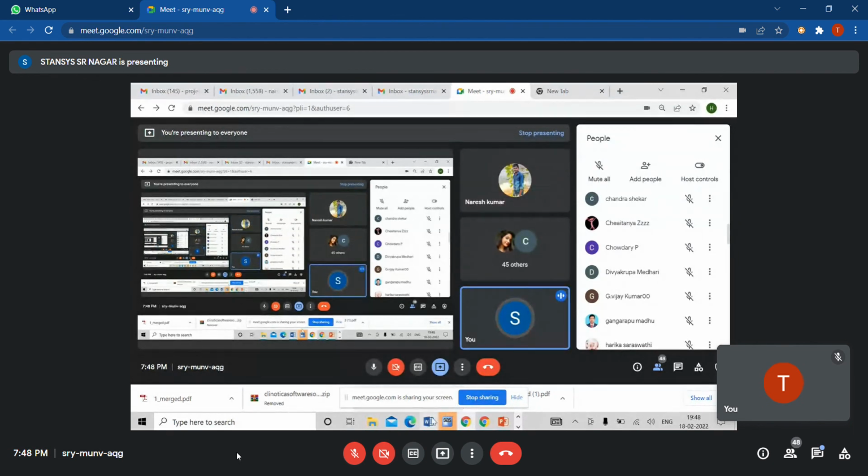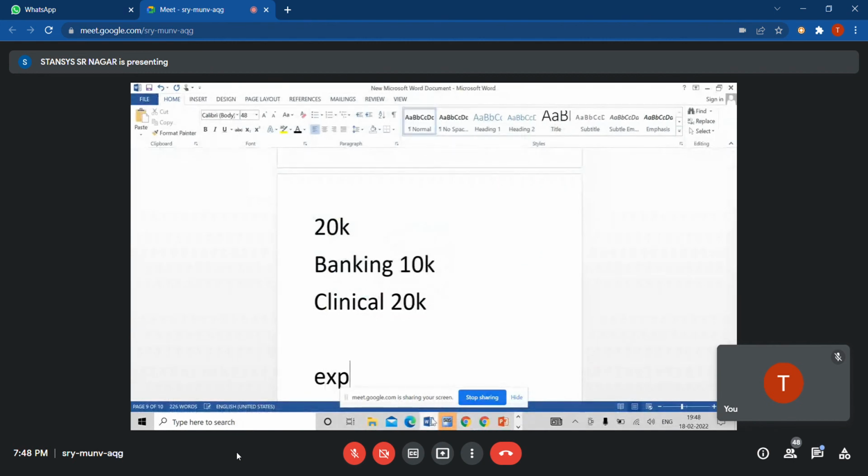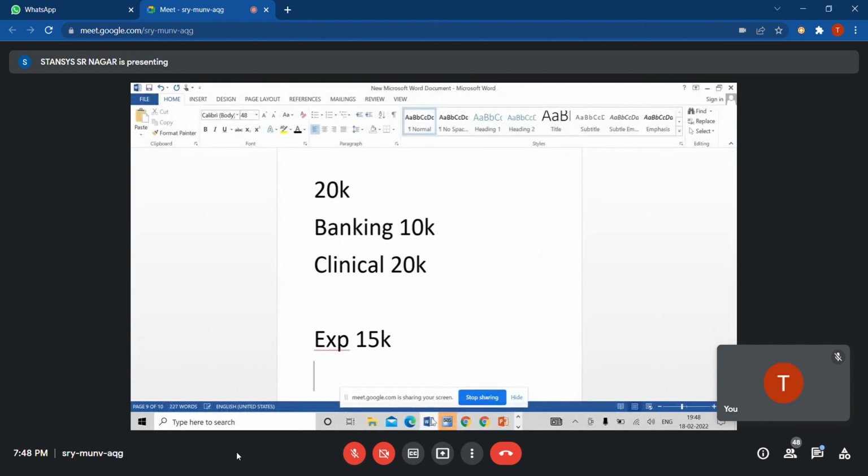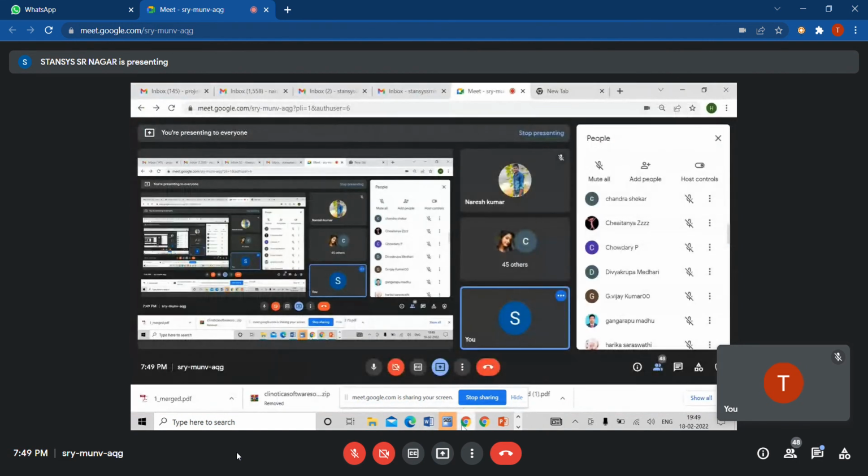Yeah, guys, I'll explain that also. The experience certificate will be charged 15K. That also, no need to pay even 1 rupee initially. Once you get the offer letter only, you need to pay that 15K. Before that, we won't charge anything. Clear?